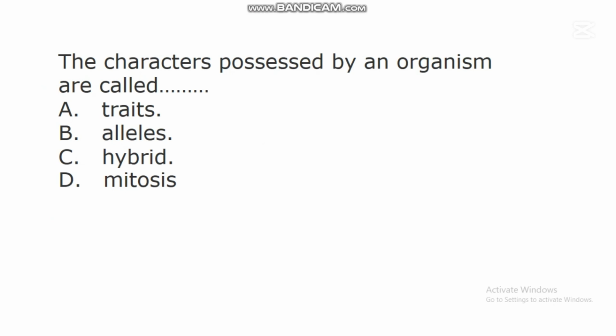The first question we have here says, the characters possessed by an organism are called dash. A. Traits. B. Alleles. C. Hybrid. D. Mitosis. In this question, the correct answer is A. Traits. Traits are characters that are observed in an organism. So those characters possessed by an organism are called traits.